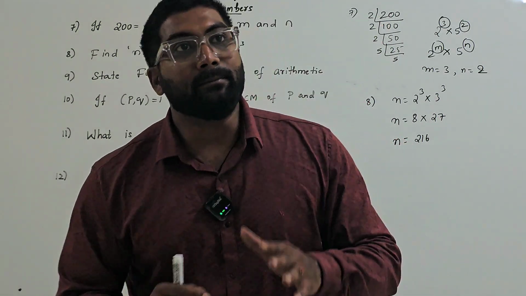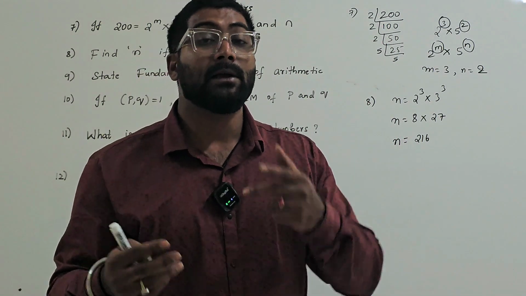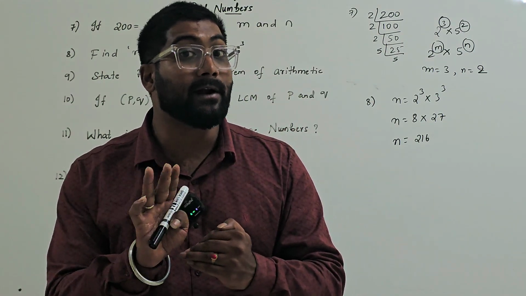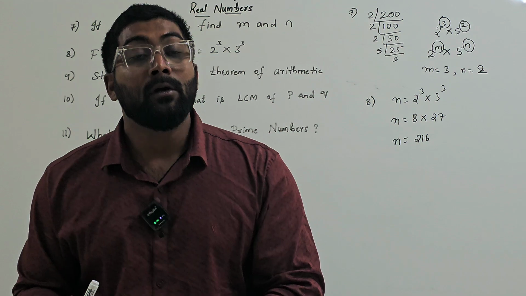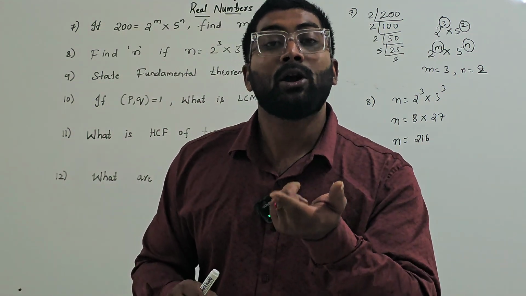Now come with me. 2 is a number. It can divide by itself. 2 cannot be divided by any other number. Now come to 3. 3 can also be divided by itself. 3 can only be divided by 3. It cannot be divided by any other number. Then come to 4. 4 is not a prime number. It can be divided by 2 also. Then it becomes a composite number.